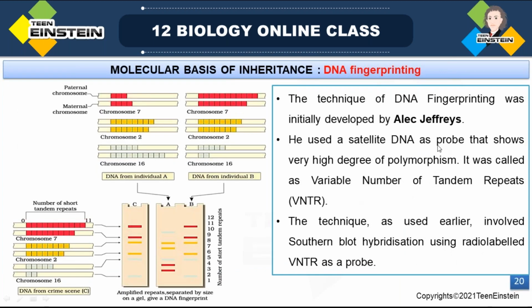Then DNA fingerprinting technique. The technique of DNA fingerprinting was initially developed by Alec Jeffreys, as we told already, and he used a satellite DNA as a probe, which shows a very high degree of polymorphism. This is called variable number of tandem repeats. Got it?